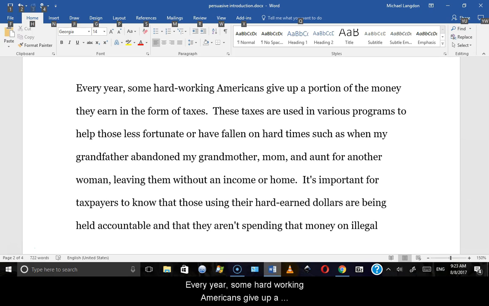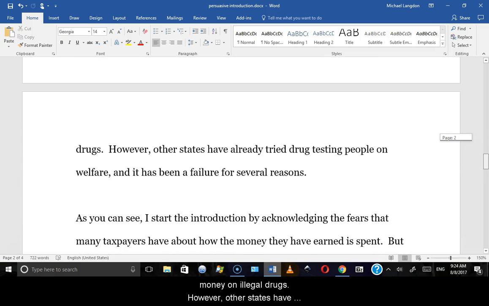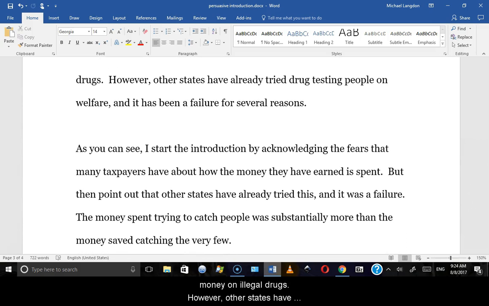Every year, some hardworking Americans give up a portion of the money they earn in the form of taxes. These taxes are used in various programs to help those less fortunate or who have fallen on hard times, such as when my grandfather abandoned my grandmother, mom, and aunt for another woman, leaving them without an income or home. It's important for taxpayers to know that those using their hard-earned dollars are being held accountable and that they aren't spending the money on illegal drugs. However, other states have already tried drug testing people on welfare, and it has been a failure for several reasons.